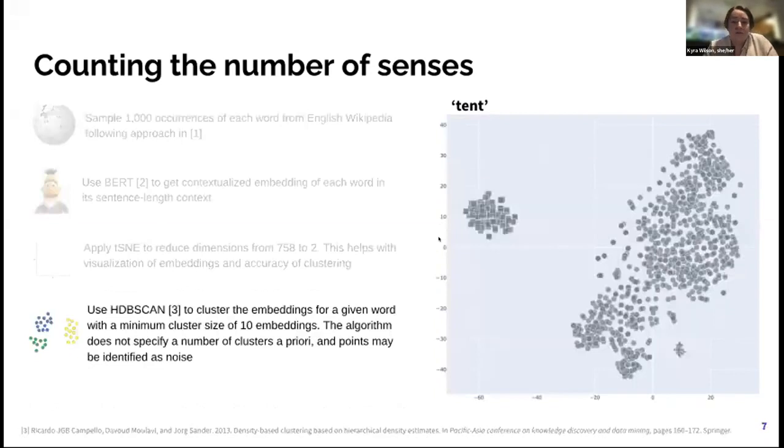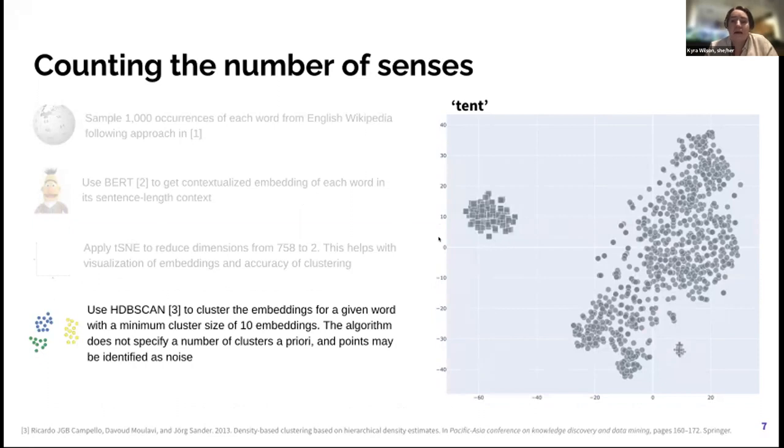So the clustering algorithm that we use is HDBSCAN. This works for our purposes for two reasons. First, the number of clusters does not need to be specified a priori, which is useful because the whole purpose of this is to discover the number of clusters. So we don't want it to be a parameter that we have at the beginning.